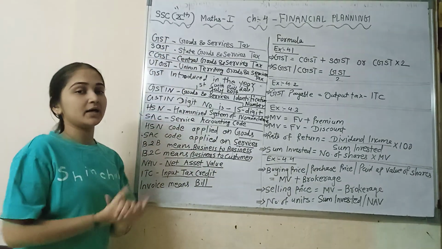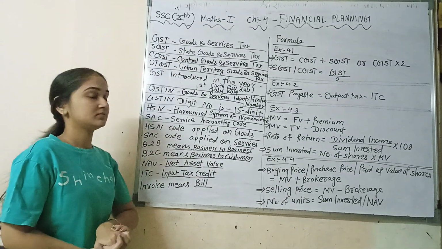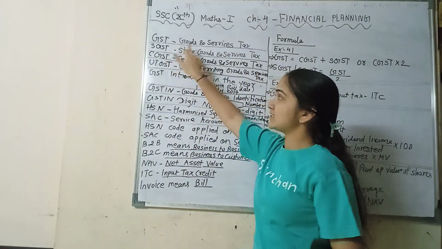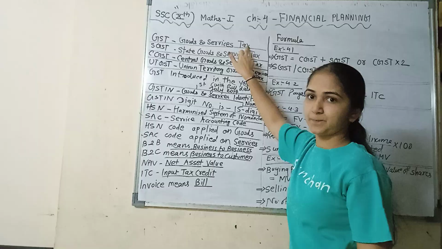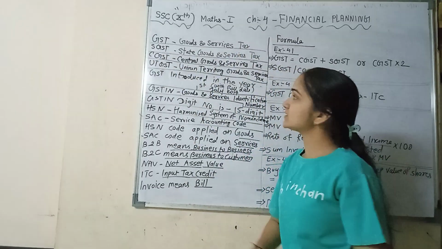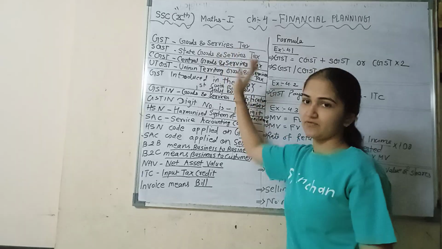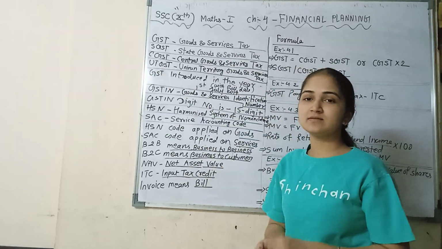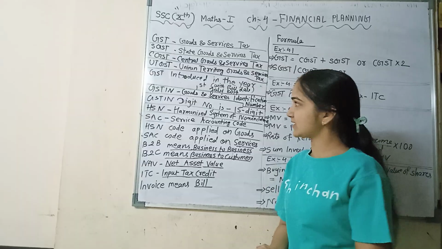So first we start with the full form of GST, as you all know very well. GST means Goods and Service Tax. Next is SGST. SGST is State Goods and Service Tax. Next is CGST, which means Central Goods and Service Tax.